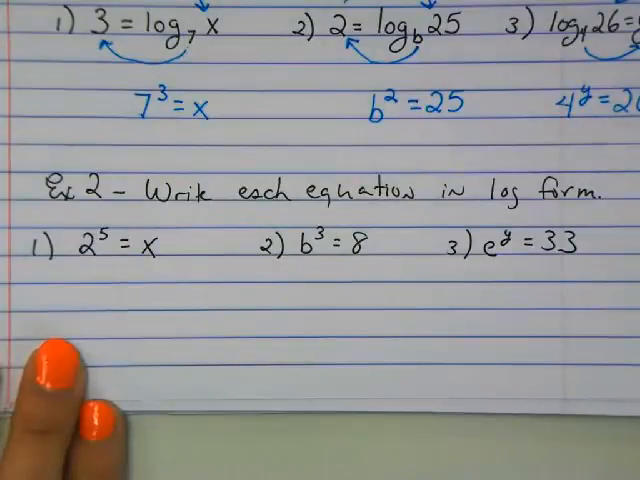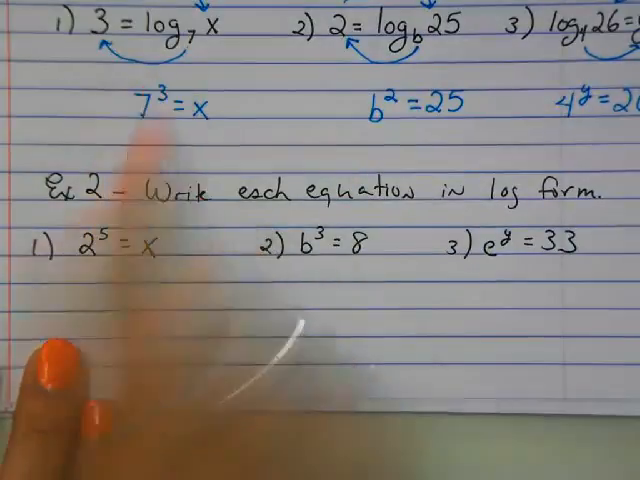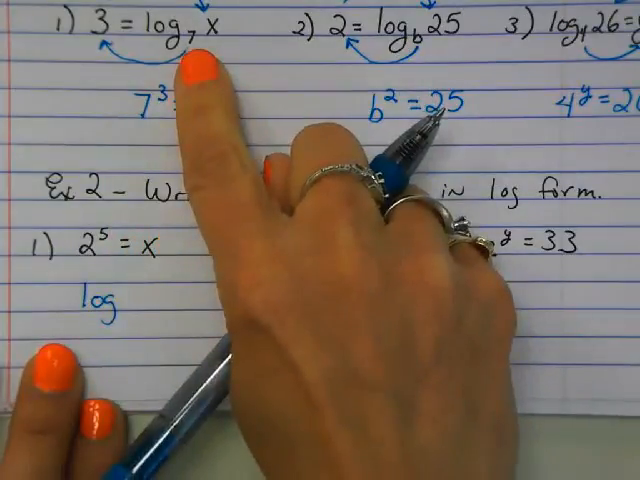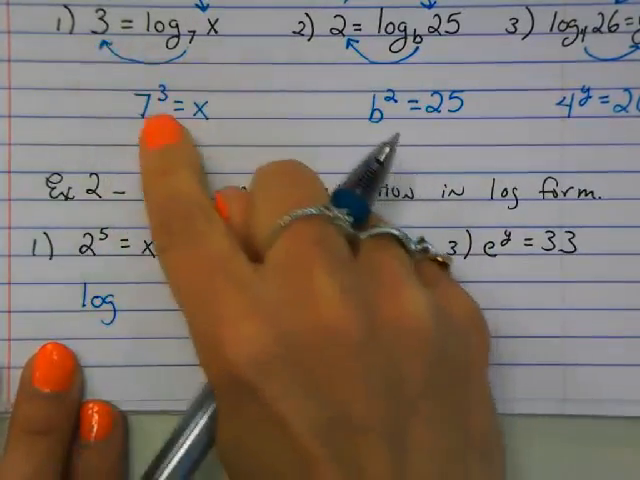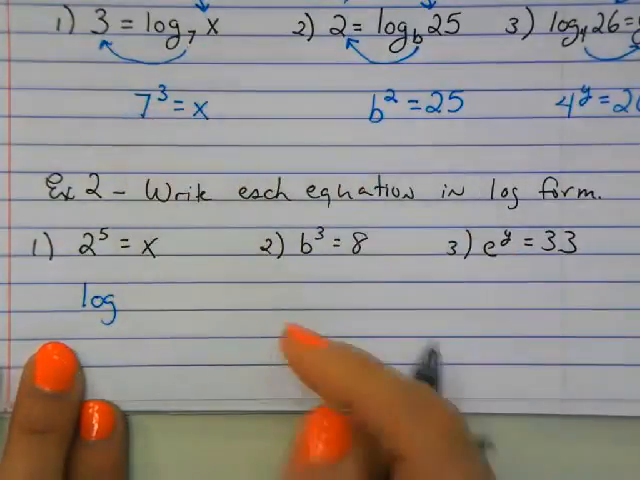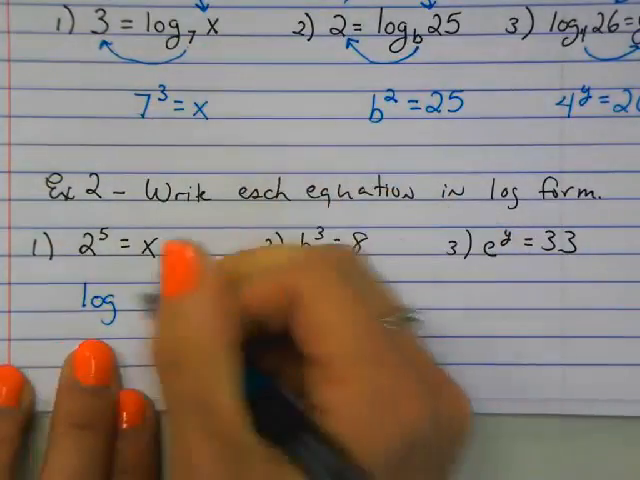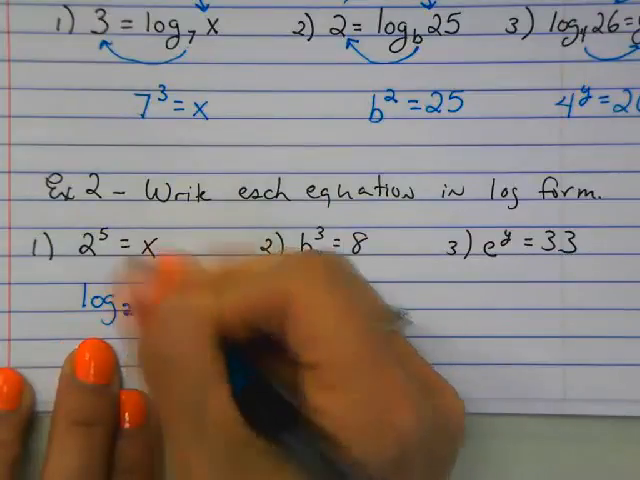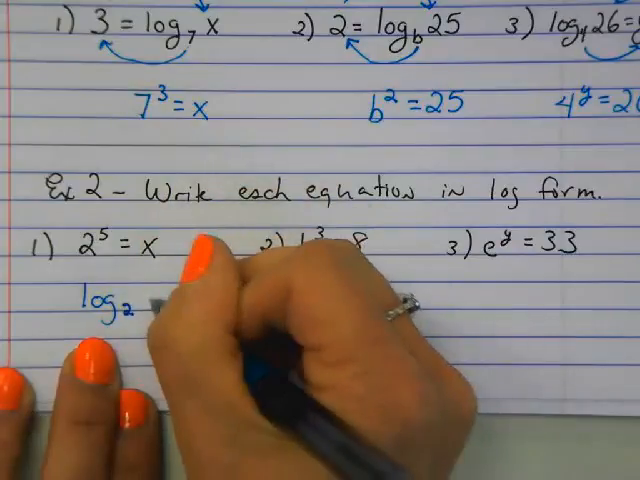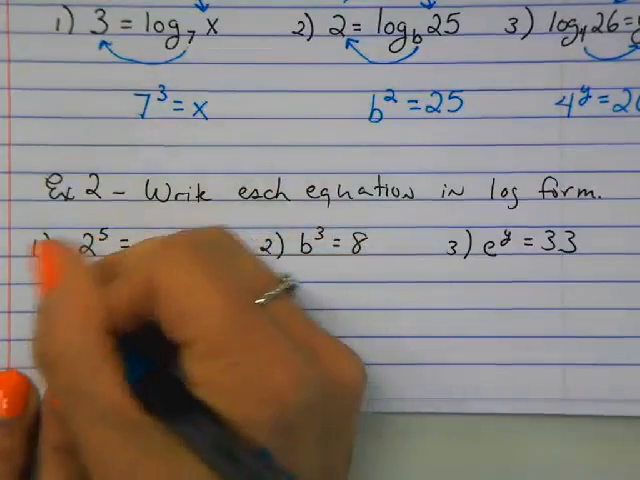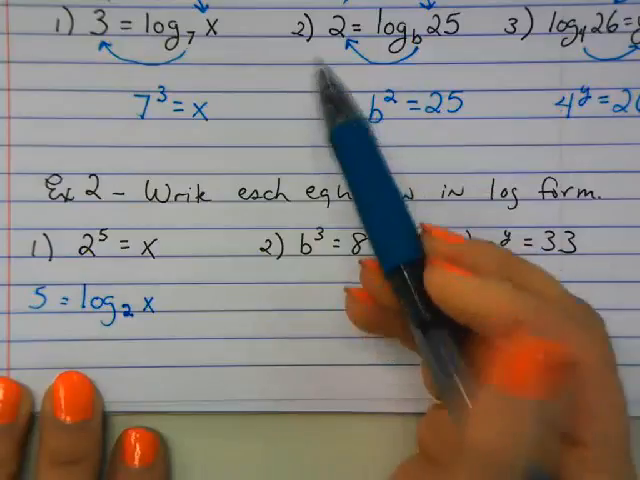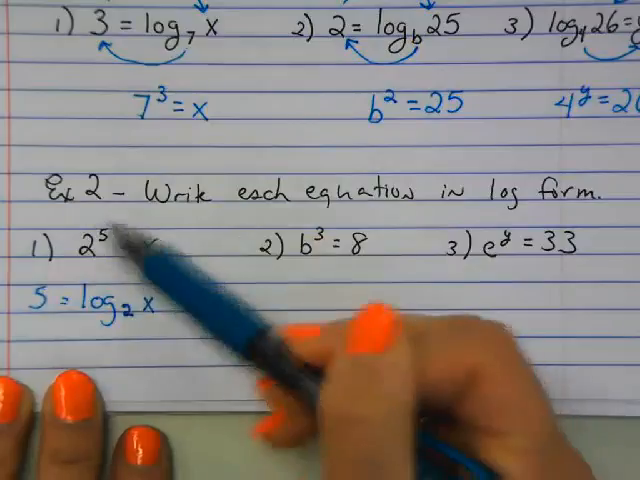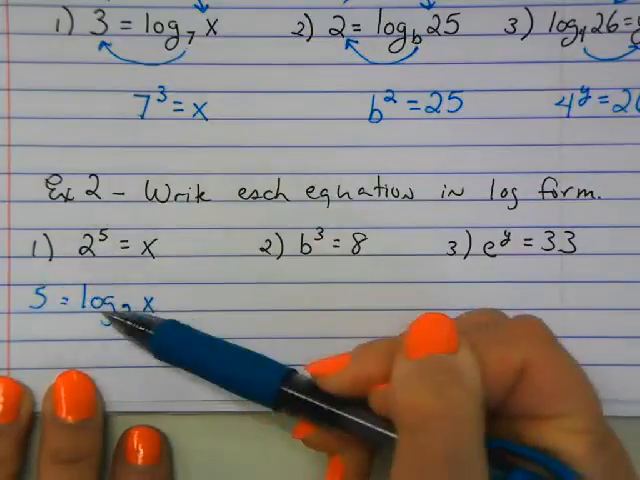So if you look back here, this number, the 2, becomes my base. So this is log base 2 of x equals 5. Okay, so it's backwards from here. Your exponent goes alone, equals, and that's my base.